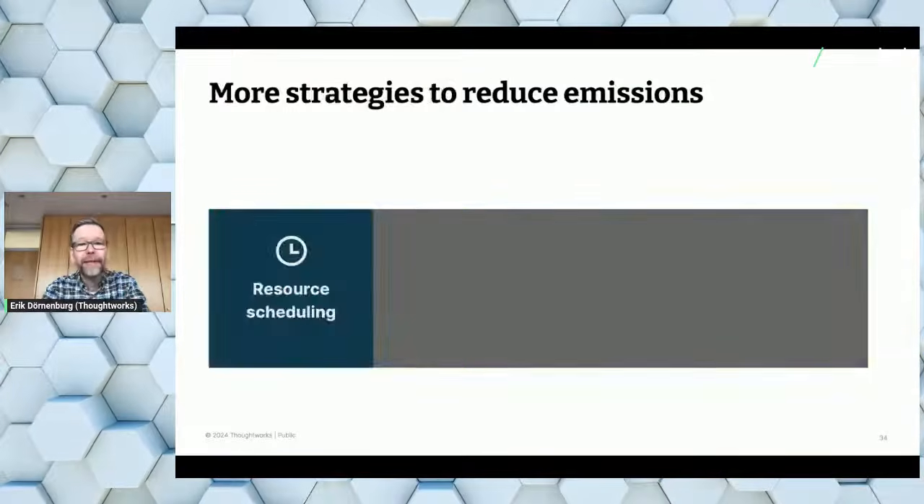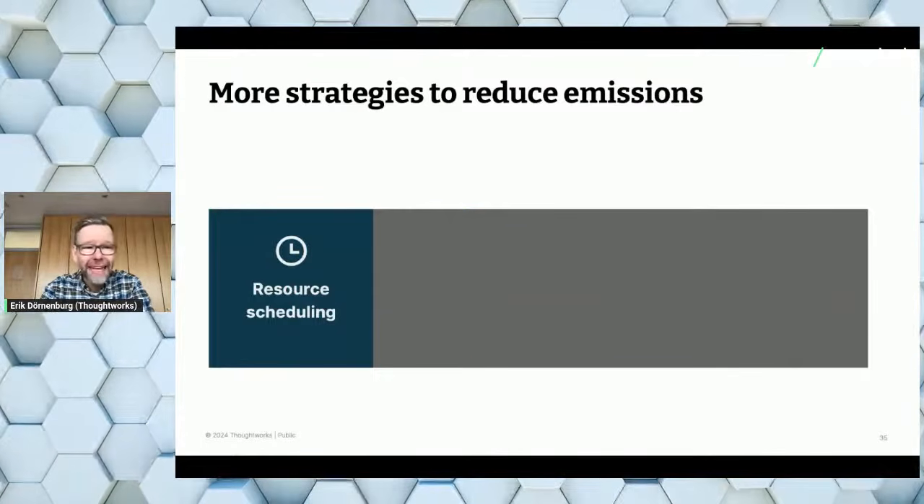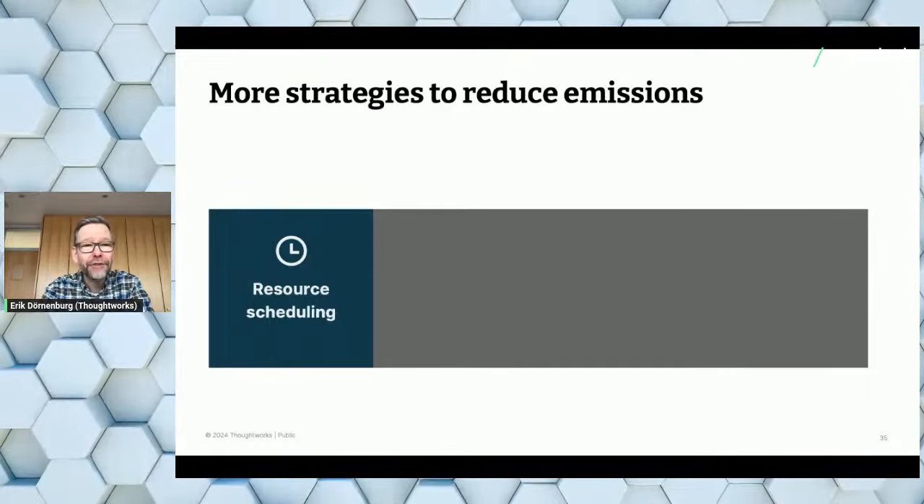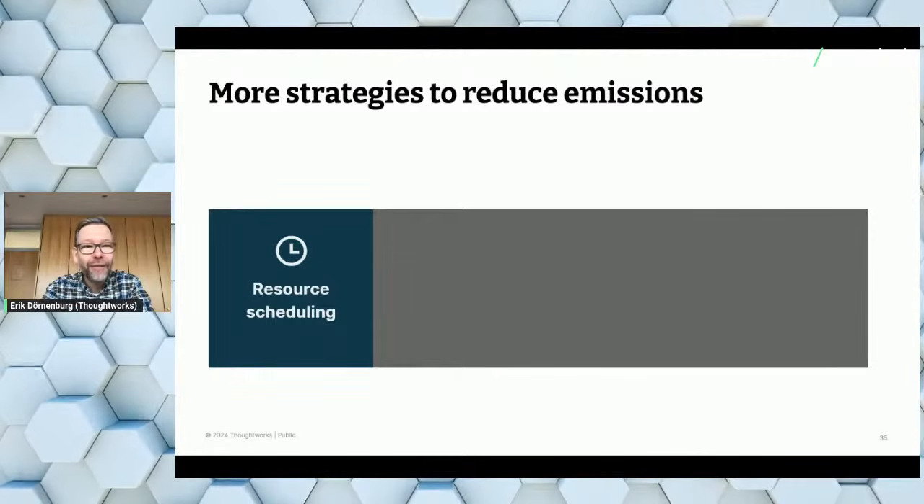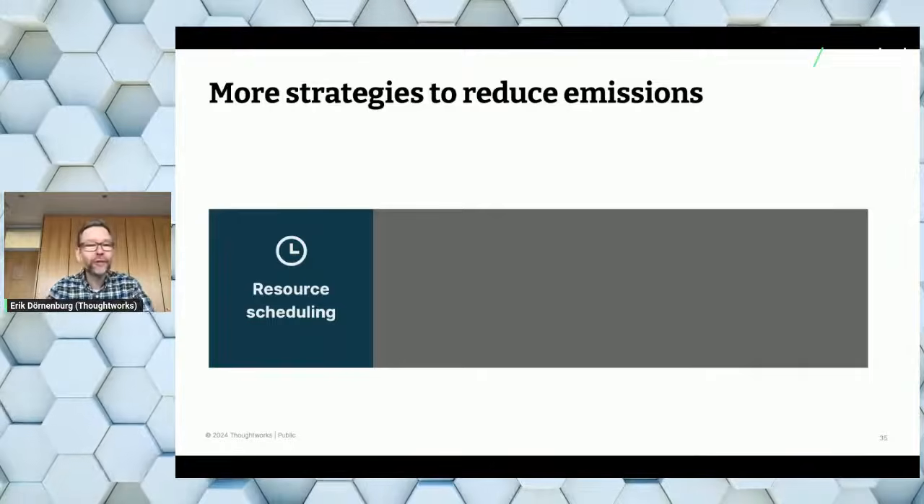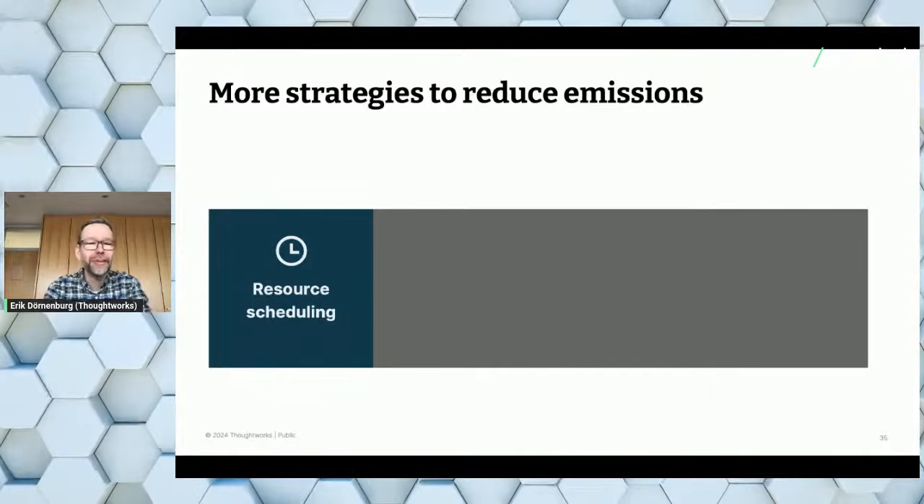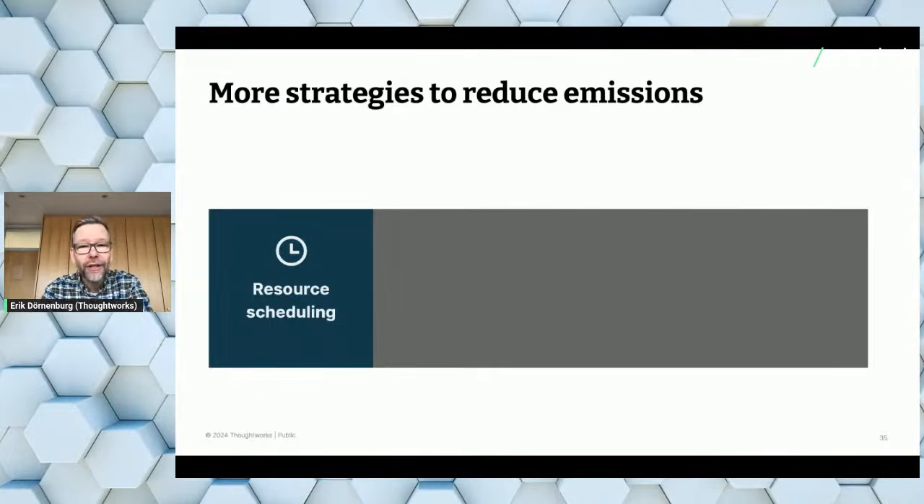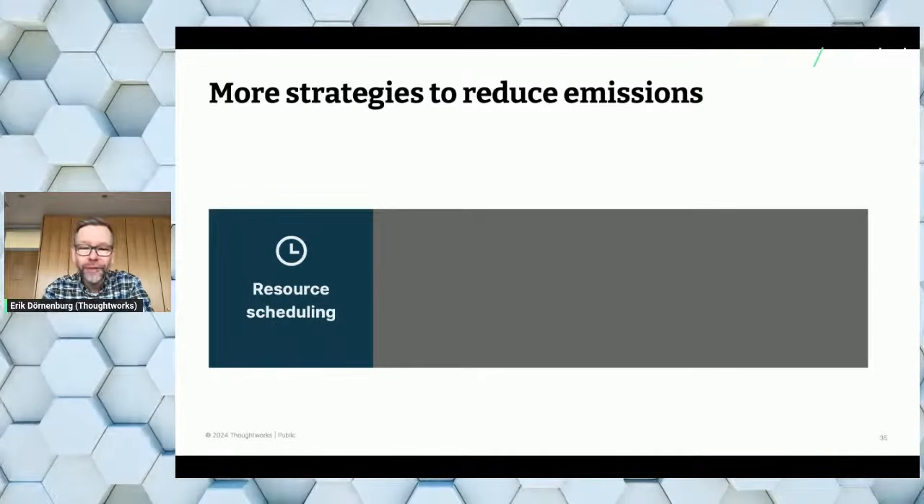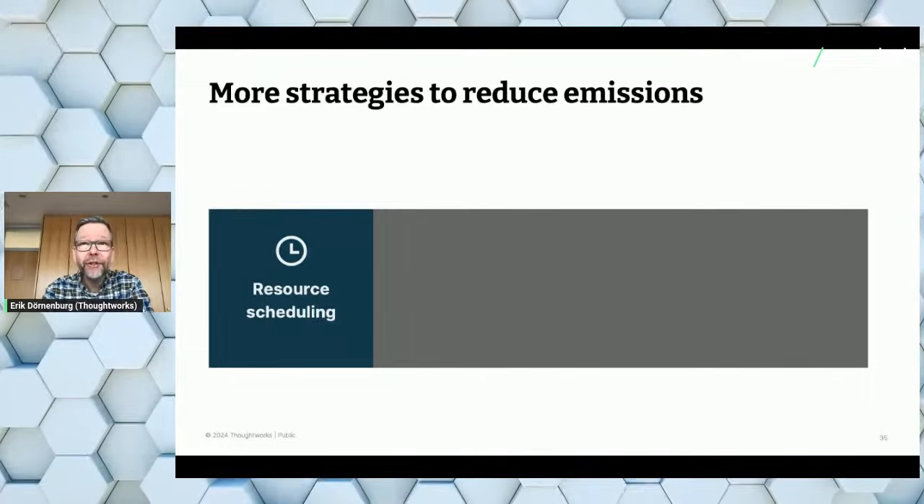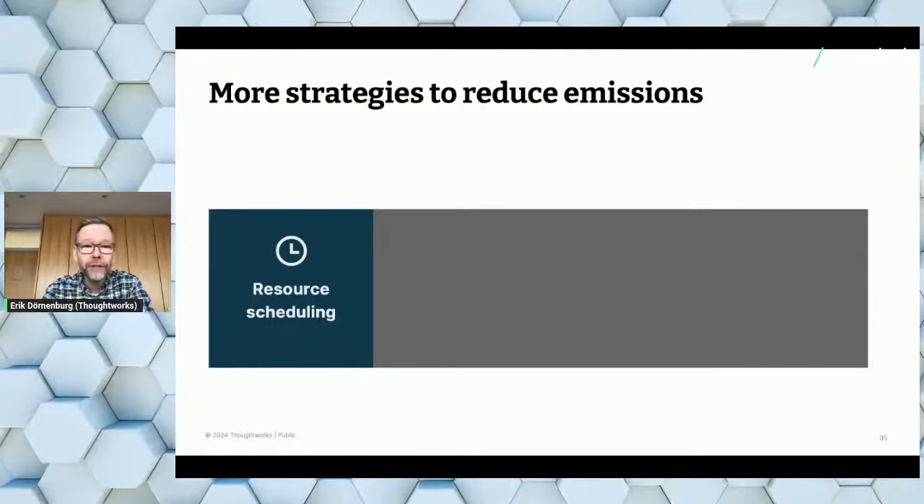So, but now, independent of cloud or not, maybe to a certain extent, some strategies to reduce emissions. The first example I want to give you is, these are all examples. There's so much more you can do, but I really wanted to make it tangible, concrete for you. The first one is resource scheduling. That's super, super simple. Sometimes you don't have to have any clever algorithms, you just know.